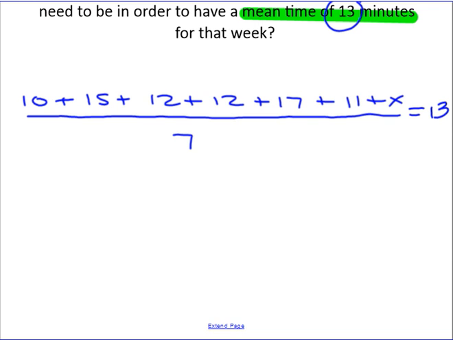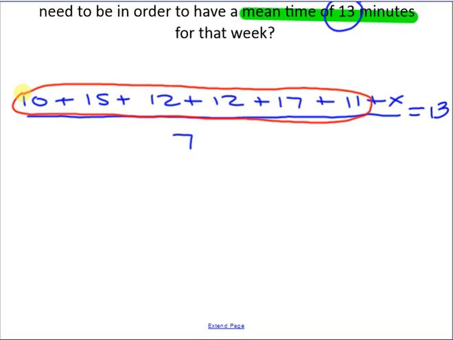The next thing I need to do is to simplify my numerator. So I need to add up all of these numbers here. So let's go ahead and do 10 plus 15 plus 12 plus 12 plus 17 plus 11. And that should give us 77 plus x, still divided by 7, equals 13. Now we need to get rid of our denominator. So it's divided by 7, so we're going to multiply both sides by 7.